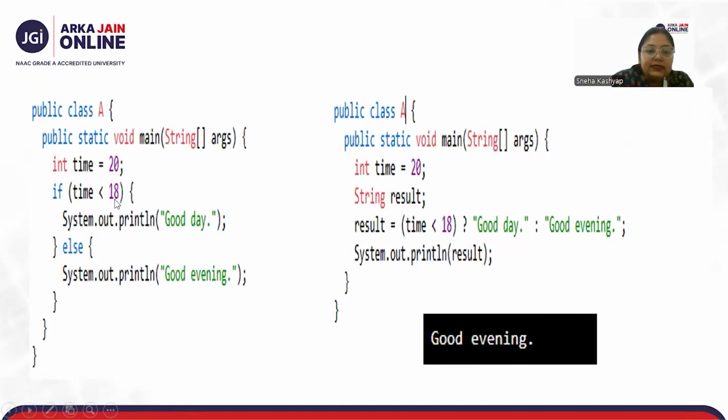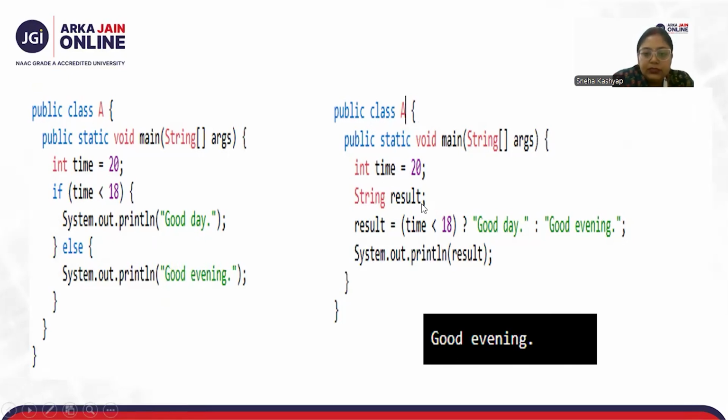Now, is 20 less than 18? No, 20 is greater than 18. So since 20 is greater than 18, the condition became false. So the true part won't run. It will directly print good evening. So here the output becomes good evening. Now for the same program, when using the ternary operator, I've taken the same class as A. Now what I have done is, I've taken two variables here, time and result.